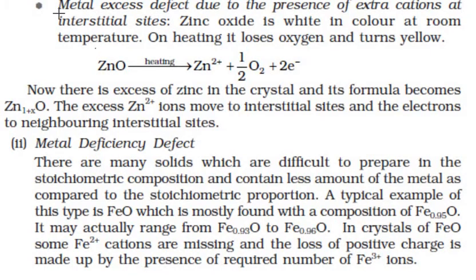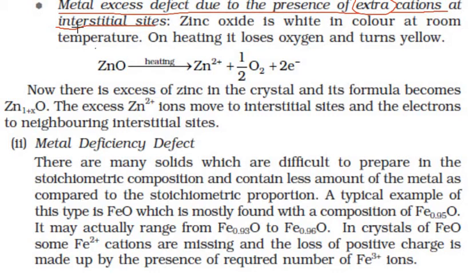The second category is again a metal excess defect, but this is a metal excess defect due to the presence of extra cations. The last one was due to anionic vacancies. Now this is because of the extra cations presence in the interstitial sites. You have seen one thing in Frenkel defect and Schottky defect. Those cations which are smaller in size, like zinc and silver, lose their original place and go into the interstitial sites.